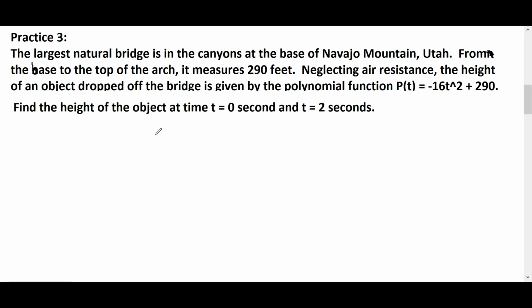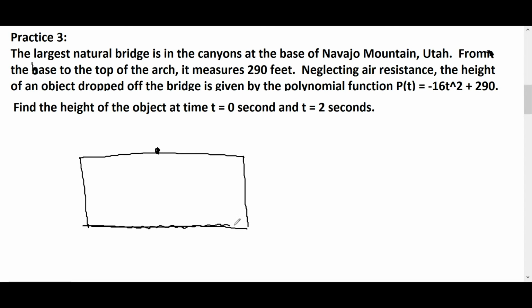All right, the largest natural bridge. So you've got some kind of a bridge here. Let's make this the bridge. From the top of the arch, it measures 290 feet. Okay, it's from the top of the arch. The bridge is, well, it doesn't matter. So I could just say here's the bridge. And then if this is the top of the arch here, then from the base to the top of the arch, here's the base down here. If this is water, perhaps, I can make some waves here. So we know from here to here it's 290 feet.